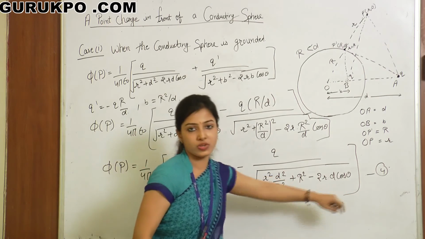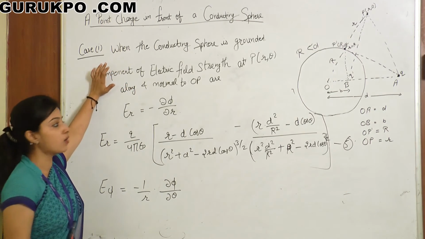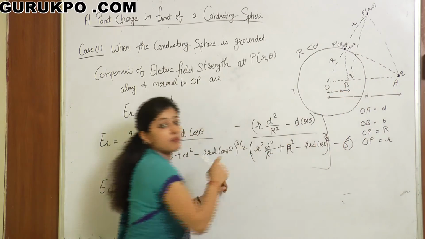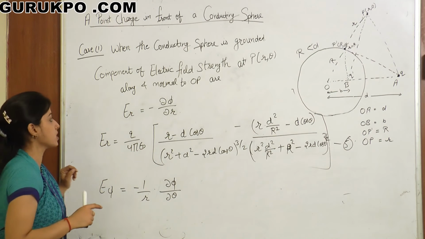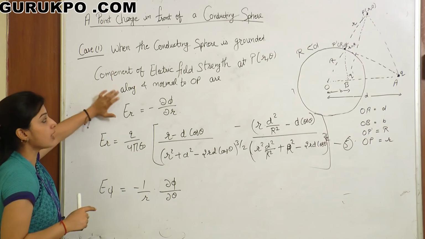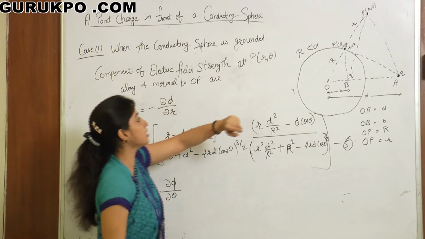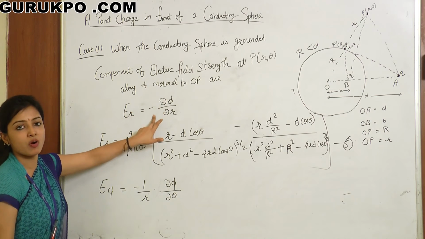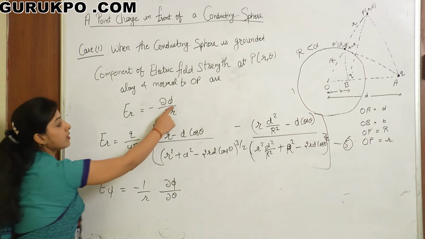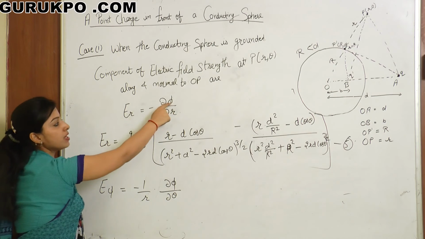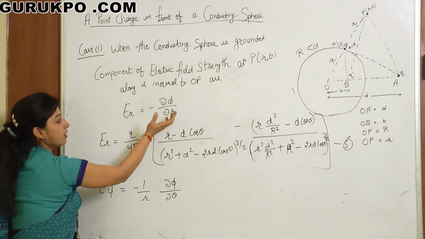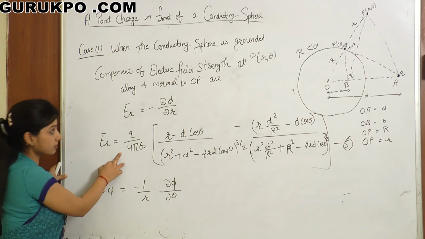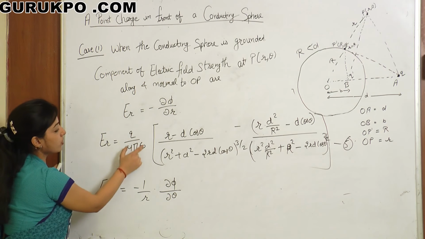This is our fourth equation. In this case, when the sphere is grounded, we have to find the effect of this point charge on the image charge Q'. Therefore, now the components of electric field at point P (R, θ) will be, and the components are E_r equals −∂φ/∂r. We already found the value of φ_P at the point P, and after that we are finding E_r, the component of electric field strength at point P. E_r equals Q upon 4π.